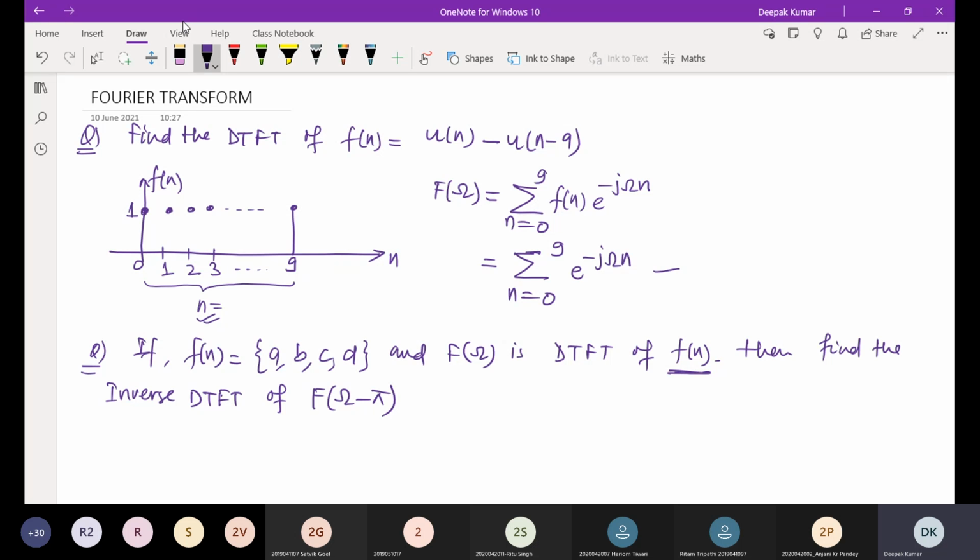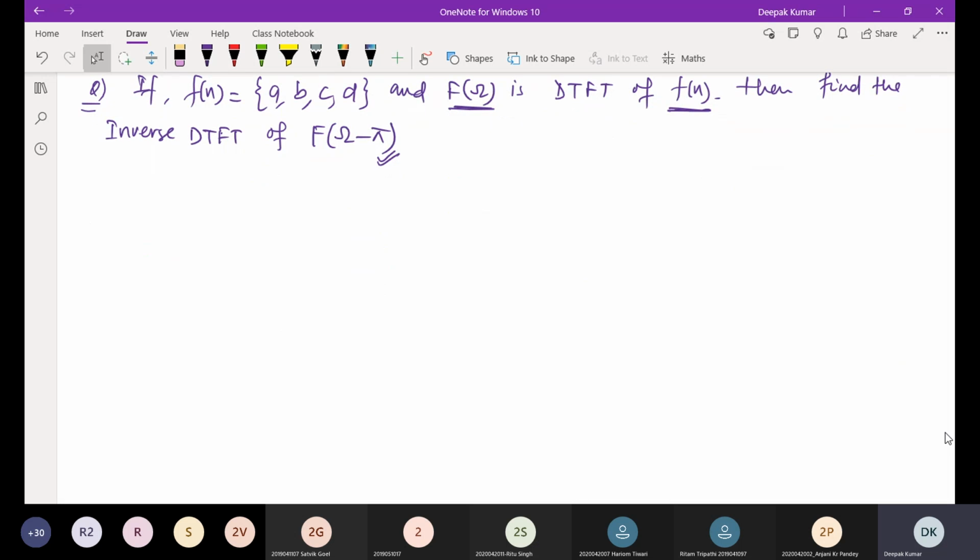f of n is a discrete time signal and f of omega is the Fourier transform of f of n. You have to find the inverse Fourier transform of f of omega minus pi. Here you can see that this is a question related to frequency shifting in the frequency domain. What is the effect of a shift in frequency? Suppose f of n has Fourier transform f of omega. Then if you shift in frequency, it will affect the time domain. And what is the effect? It will be multiplied with a phasor. If you recall the property, e to the power j omega pi, it will become f of omega minus pi. Isn't it? This type of property, the time and frequency shifting property, we have discussed.